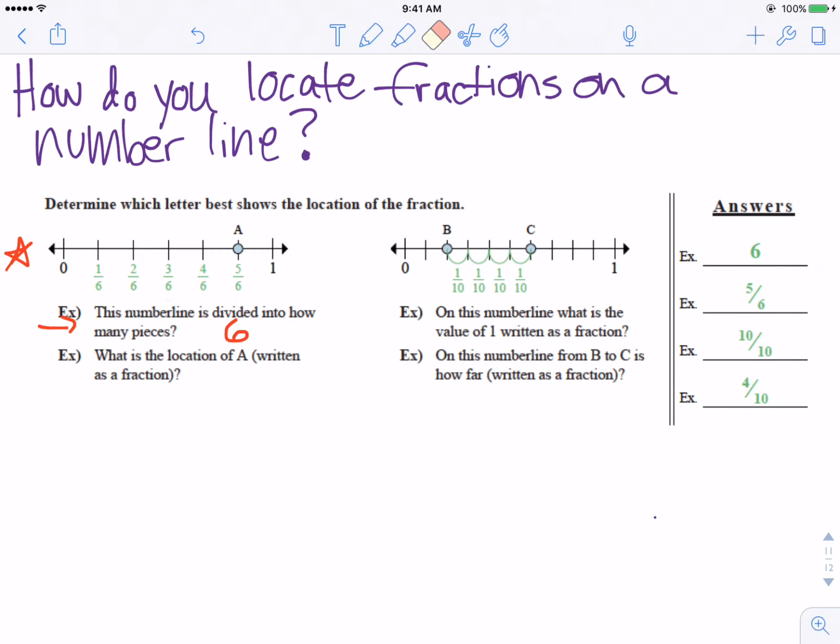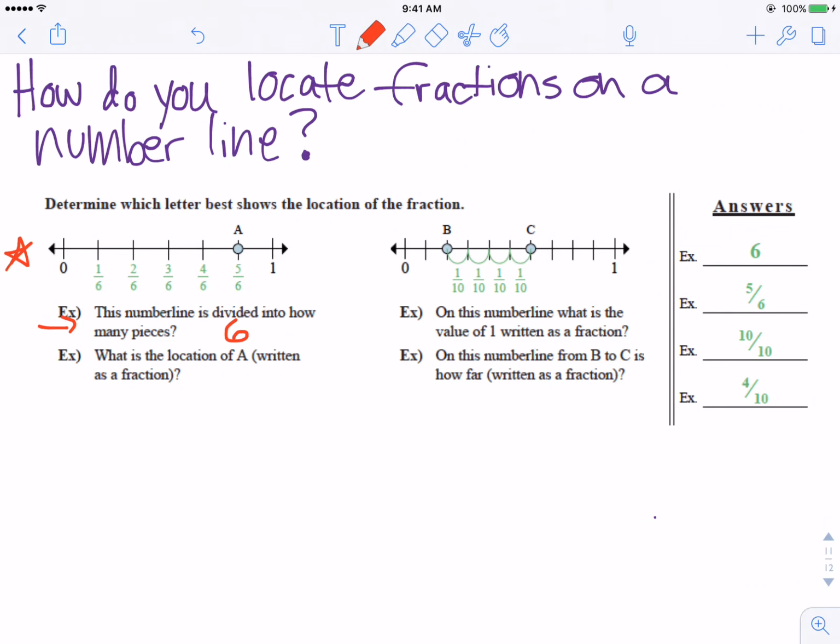Now, a common mistake that sometimes happens that I want you to be careful of is to not count the lines. So if you just count 1, 2, 3, 4, 5 lines and stop there, you're going to think, oh, it's broken into 5 pieces. But it's not. Those are just the lines. The pieces are actually the spaces in between the lines. So be careful of that. So now that we know it's broken into 6 pieces, we know that each of these is 1/6 of the entire number line from 0 to 1.